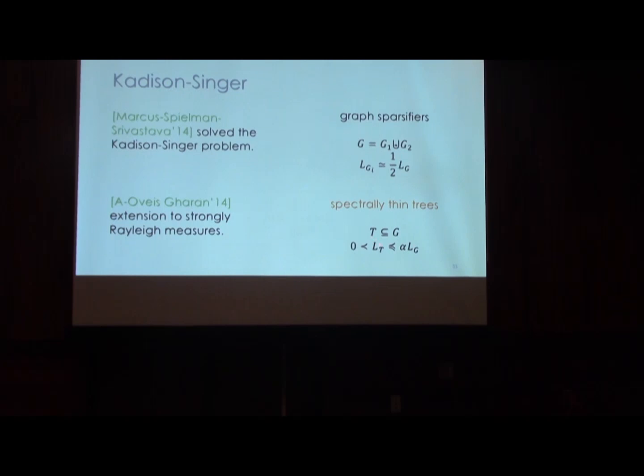So our ultimate goal is to obtain a spectrally thin tree, so we don't need the full generality of this spectral sparsification. We just need the end result to be bounded from above by alpha times the Laplacian of the graph, where alpha is the thinness constant. And the Laplacian should be PSD in the space orthogonal to the all-ones vector. So that's basically just guaranteeing that this is a tree.